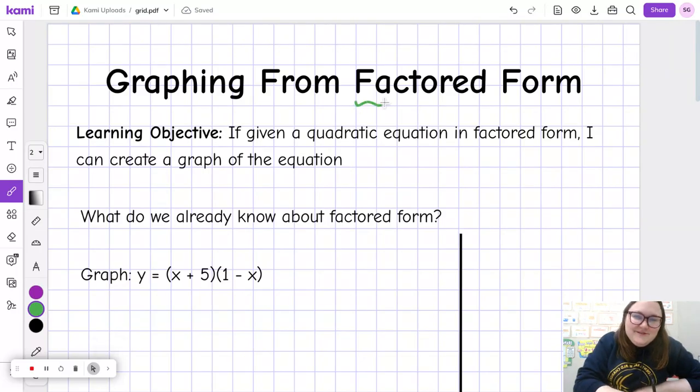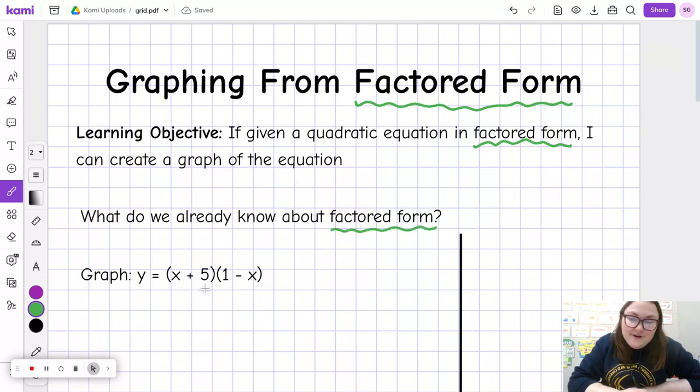And we're using those words factored form here. So let's start with what we already know about factored form. Factored form looks like this equation right here. We said we know if something is in factored form if it's an equation written using that multiplication. So here, this equation is written (x + 3) multiplied by (1 - x).